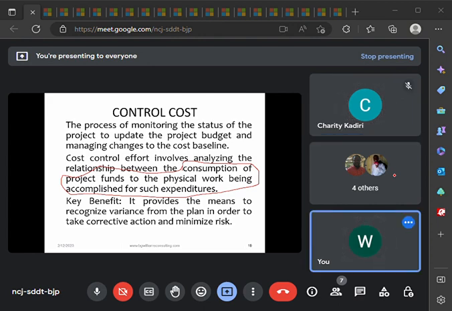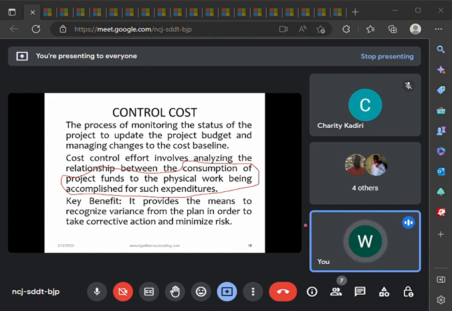All right. So the concept of control cost is also the concept of control schedule. It's also the concept of all the controls. But in this case, you are checking the consumption of project fund to the physical work being accomplished to see if they are in alignment. Clearing of the land, we said that we are going to spend 5,000. Did we actually spend 5,000? You are checking the consumption of the project fund to the physical work being done. You are comparing the two. As work is being done, is being completed, there's progression, you are checking. That is what control cost is.